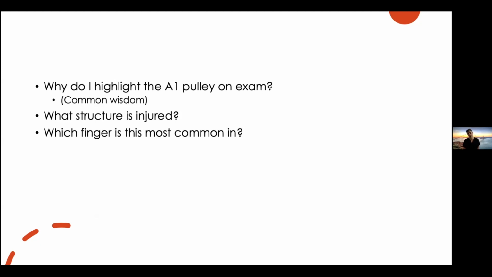Which finger is the most common to have such an injury? Is this abnormal, or is this a long finger? I think long finger is the most common. Yeah, about 50% of all of them are in the long finger.